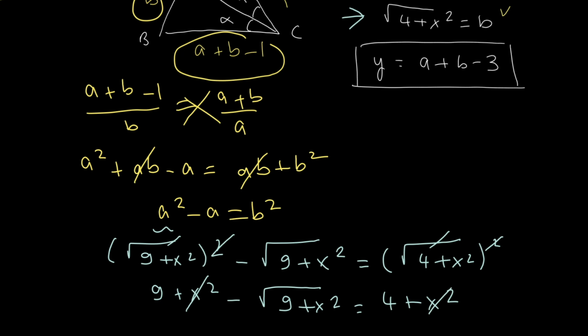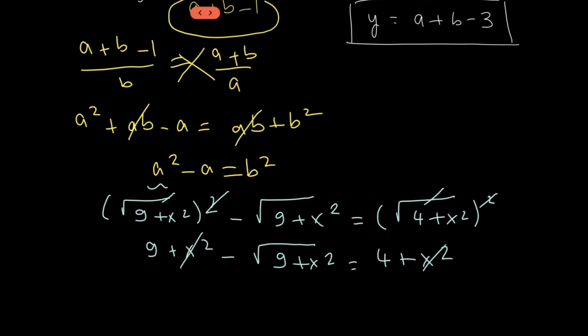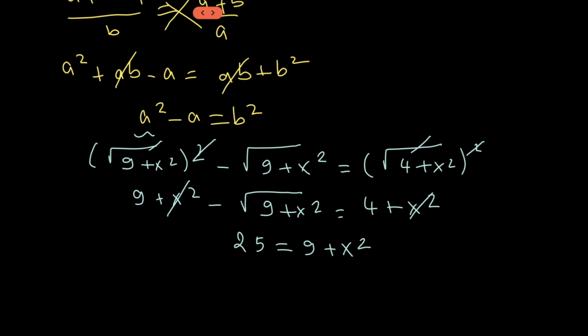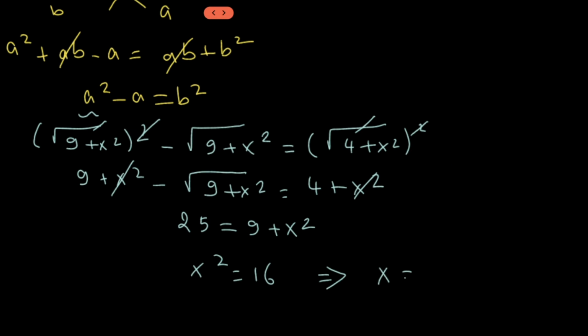X square and x square got cancelled out, and simplifying this will give me 5 equals the square root of 9 plus x square. We can simply square both sides, so we will get 25 equals 9 plus x square. Subtracting 9 on both sides will give us x square equals 16. Taking the square root on both sides will finally give us the value of x, that is positive 4. And that's the answer that we were looking for.